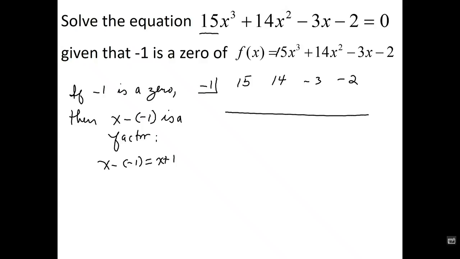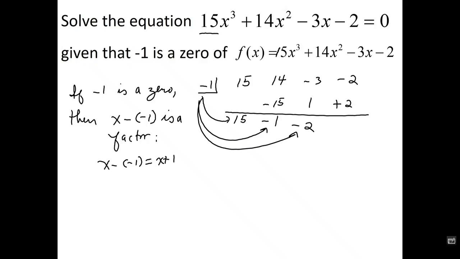Bring down the leading coefficient 15 and begin multiplying. So we have a negative 1 times 15, which is a negative 15. Add a negative 15 plus 14 is a negative 1. A negative 1 times a negative 1 is a positive 1. Positive 1 plus a negative 3 is a negative 2. A negative 1 times a negative 2 is a positive 2. Plus 2 minus 2 is 0.